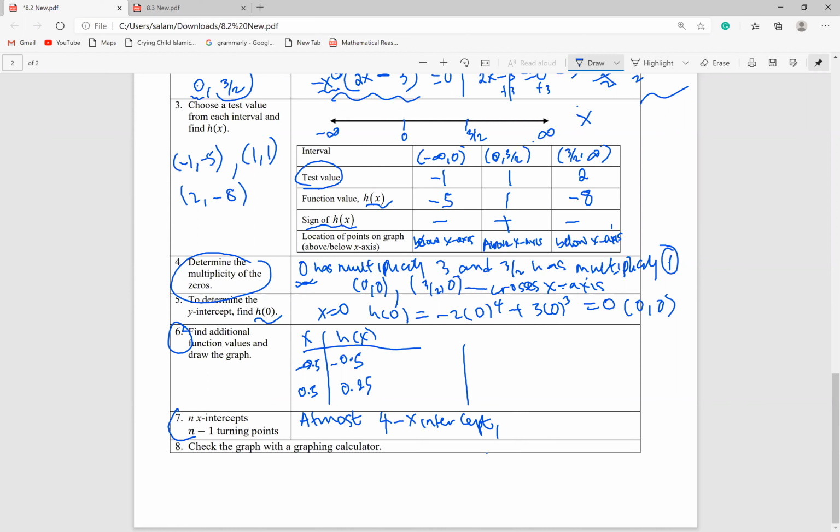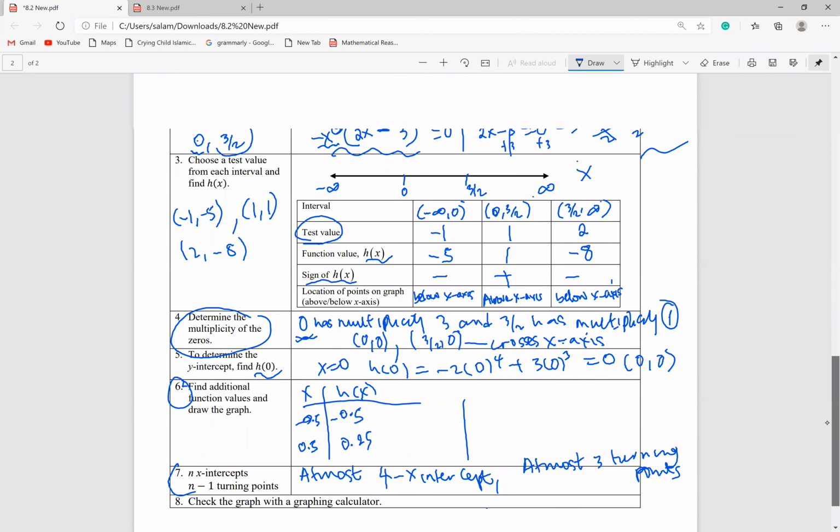Doesn't have to get to that. It's possible you don't have up to that, but that's the most you can have. And at most n minus 1 turning points, which is going to be 4 minus 1, which is equal to 3. So you're going to have at most 3 turning points. Okay. So now I have the graph here already.